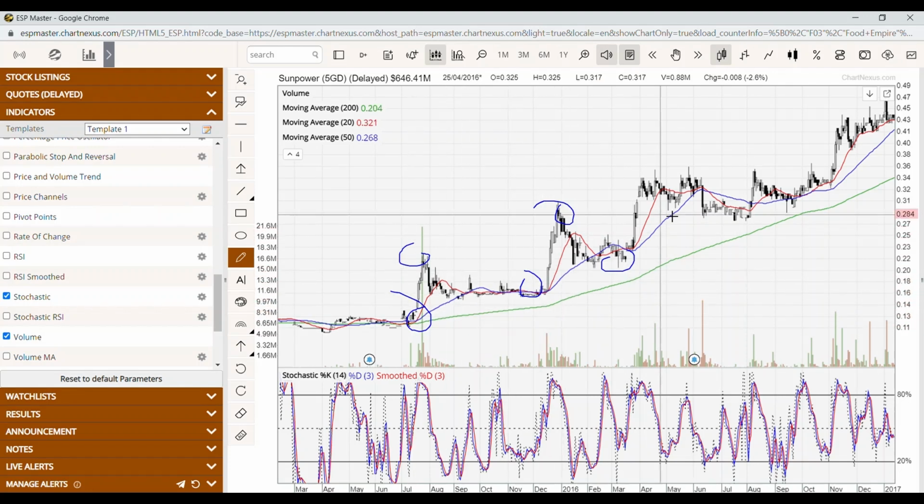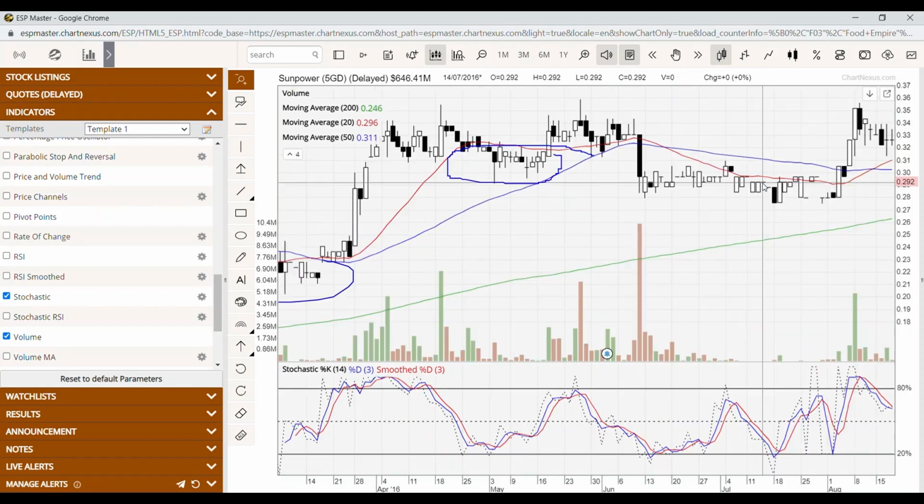Okay, dip. Let's start from here. It goes up, supported over here by our moving average. Then we look at stochastic. Okay, oversold area, crossover 1. Let's circle out all these crossovers first.